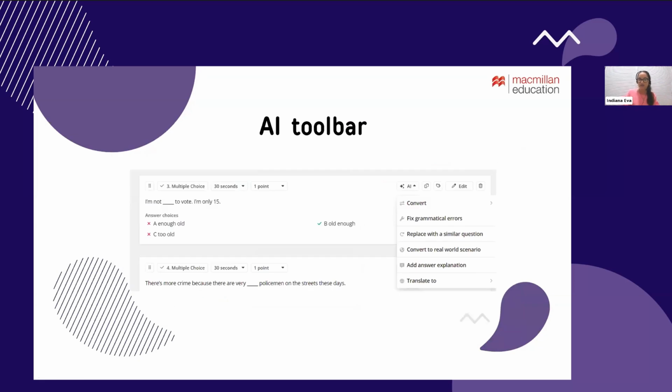And also now they've got this AI toolbar. I'm not sure how long this is available for. I think it's free until around June time, and then afterwards maybe it's going to go to the premium account, but at the moment it's free. So as part of the AI toolbar, you can fix grammatical errors, convert to real world scenarios, add explanations, convert. So they have plenty of options that you can also do with the questions, which is amazing.